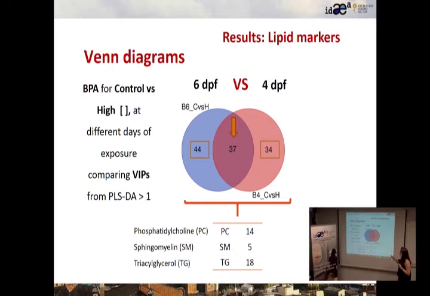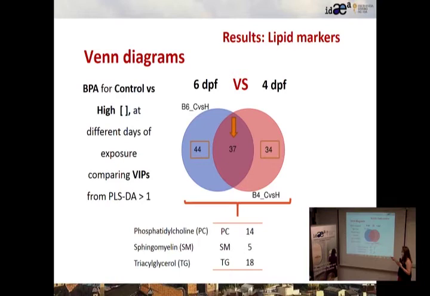So here, for example, we compare BPA, controls versus high, for both days. And we see we've got 37 lipids in common from these families. But also it's important to analyze in closer detail the lipids that are specific for each day.